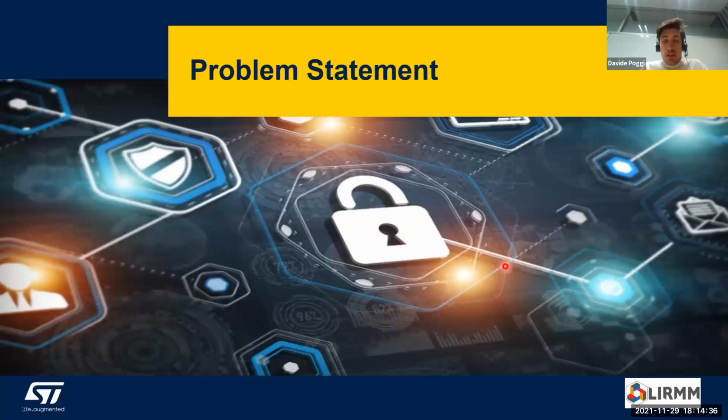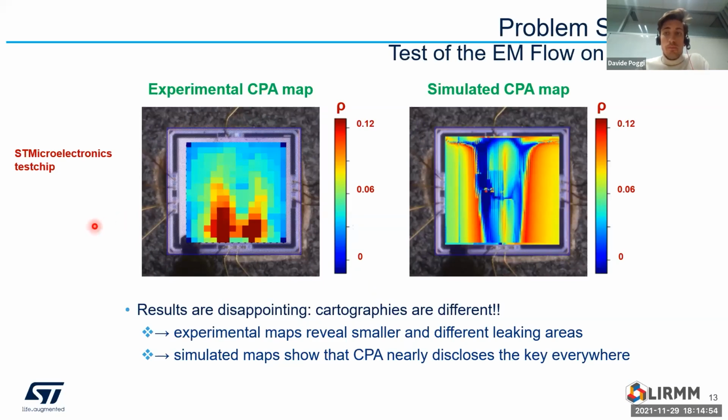So now that we have the tools to model the electromagnetic phenomena that we observe on silicon, what we did at the beginning of my PhD was to test this EM flow on a real test case. We compared experimental and simulated CPA maps on a test chip provided by ST Microelectronics, as I said, to test the effectiveness of the flow. But as you can see, the maps are pretty different. In particular, experimental maps show reduced leaking areas. On the other hand, simulated CPA maps show that CPA can disclose the key almost everywhere over the chip surface.